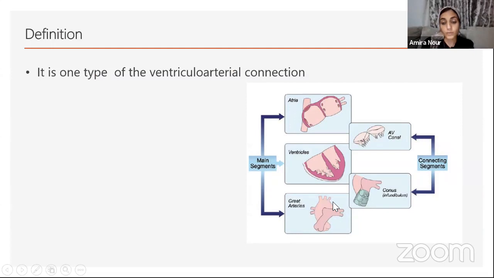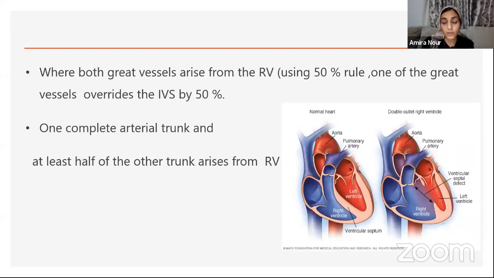We may have abnormality in the relation of great vessels, or it may be normal. We may have any abnormality in the AV valves. However, this does not go with the definition of double outlet right ventricle. There were many debates about the definition of double outlet right ventricle, and there were many schools like Van Praagh, Kirklin, and there was a lot of debate regarding the definition.